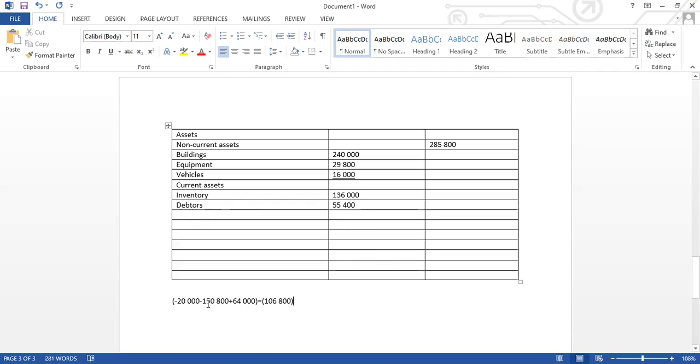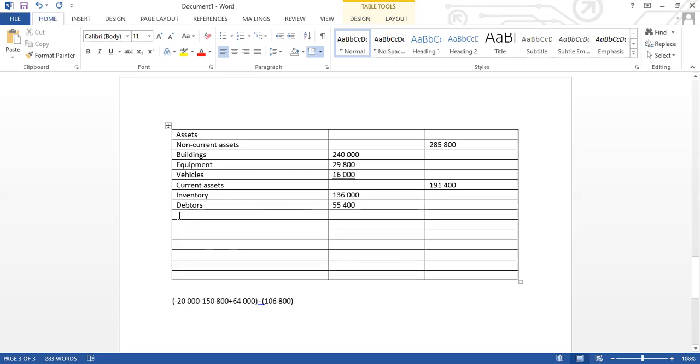I hope we all know where the 150,800 came from and the 64,000 came from. The 150,800 is the amount paid to Harry, and the 64,000 is the cash contributed by the Besho. So what will be our current asset amount? Total current asset is how much? 191,400.